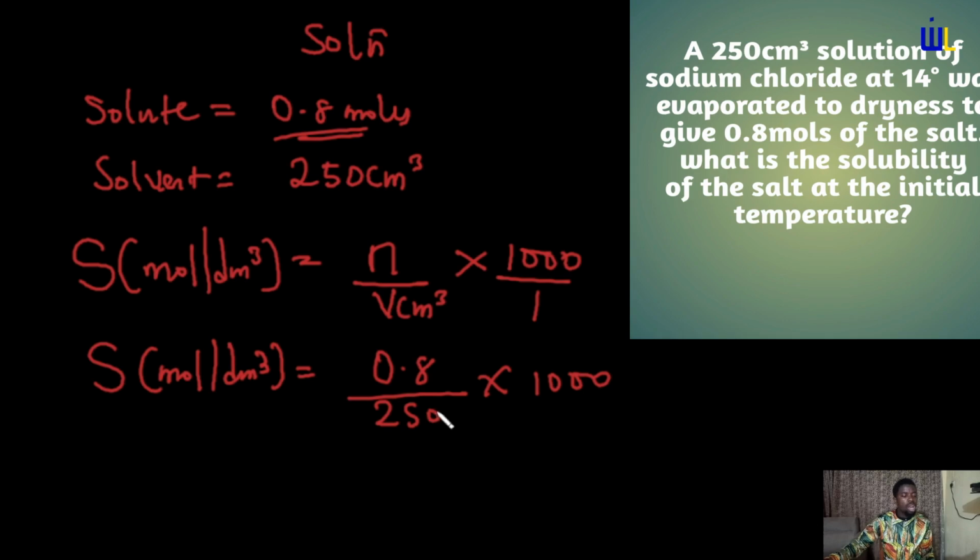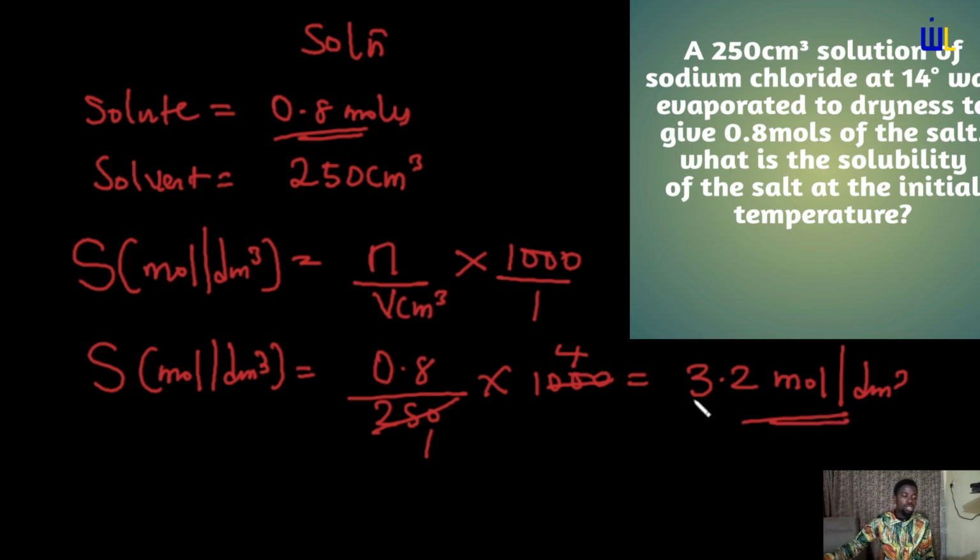So let's get to work. 250 here is 1, 250 into 1000 is 4, and 4 times 0.8 will be 3.2 mole per dm³. So you notice that even though we use the volume in cm³ here, because of this 1000, automatically it has converted it to dm³. Please do not misplace this.